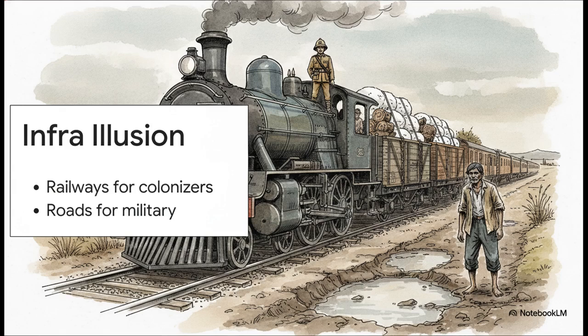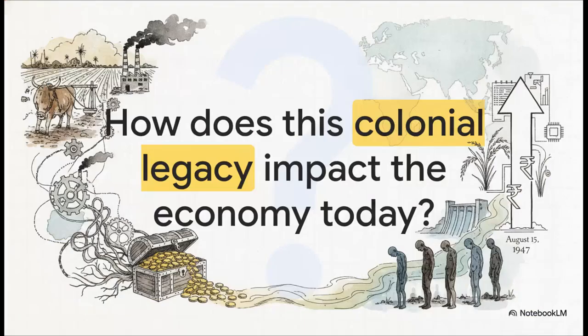There was actually a dangerous shortage of all-weather roads. That meant during the rainy season, rural areas were completely cut off. So when natural calamities or famines hit, millions of people were left highly vulnerable with no way to get relief. The infrastructure was built to exploit, not to elevate. And that brings us to the end of our economic autopsy of this vital chapter in history.